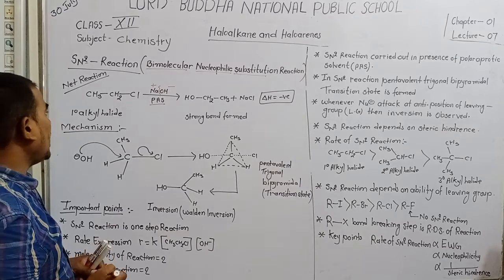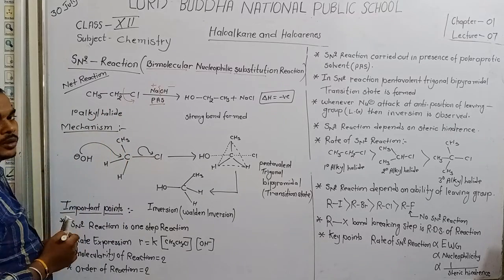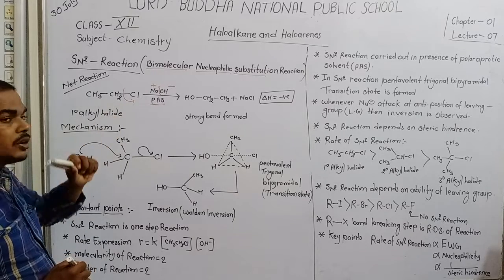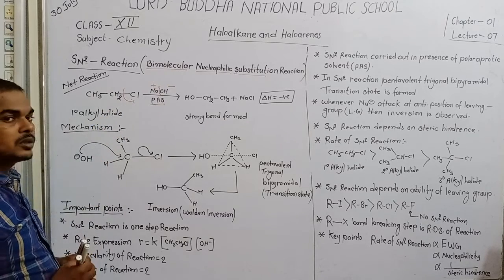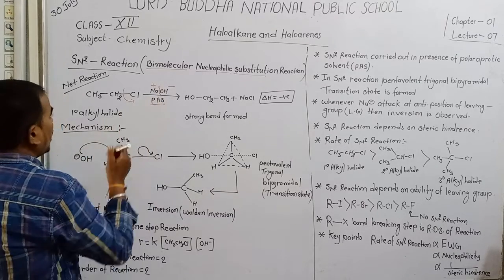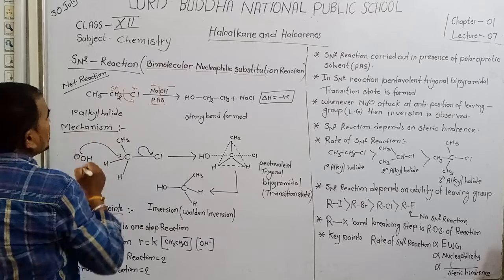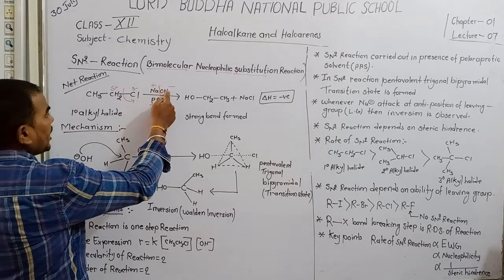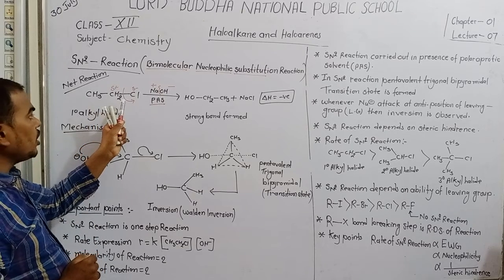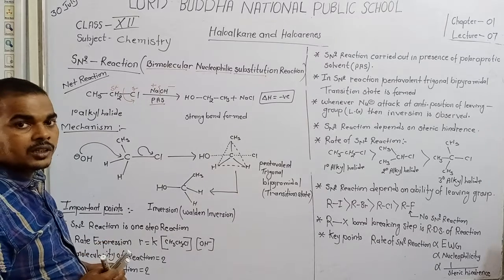Okay, dear student, and the chlorine leaves from the carbon, so it is also known as the leaving group. Chlorine is a good leaving group and leaves from the carbon. When chlorine leaves, a negative charge develops at the chlorine and a positive charge at the carbon, and then OH minus attacks this carbon, because after the leaving, the electron density at the carbon is decreased.